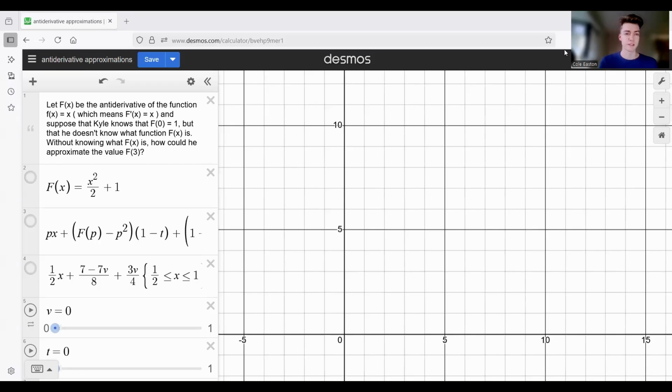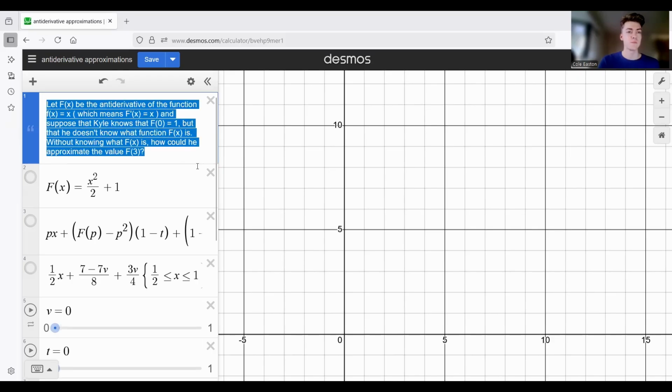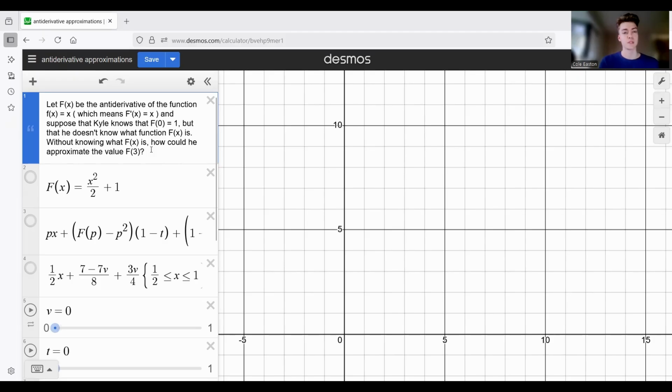Let's start with this. So we have this note over here at the top that says, let big F of x be the antiderivative of the function little f of x equals x, which means big F prime of x equals x. And suppose that Kyle knows that big F of 0 equals 1, but that he doesn't know what function big F of x is. Without knowing what big F of x is, how could he approximate the value of big F of 3?